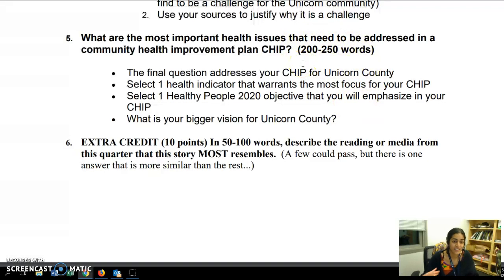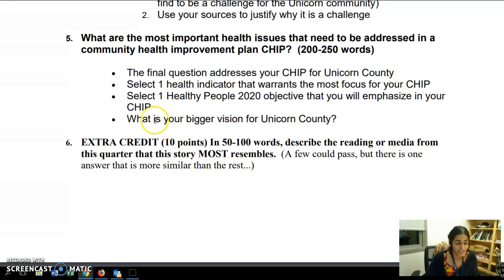All of the answers are in 250 words or less. So it's not about writing a lot. It's about being very specific and speaking to the data that you have, because you really don't have a lot of information about Unicorn County. But in the questions that are here, what can you say about it? What can you dream up to make this a more healthy and happy place?